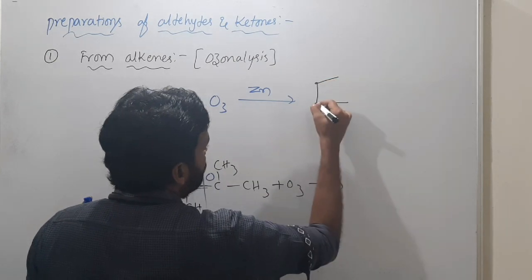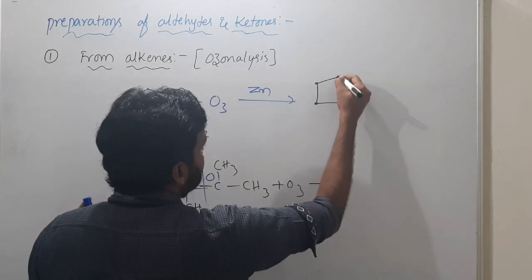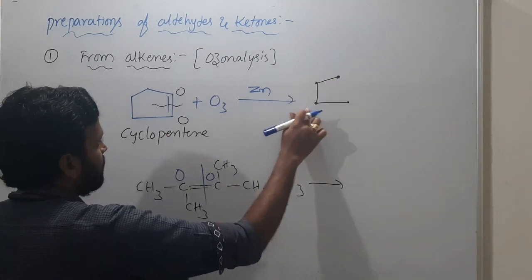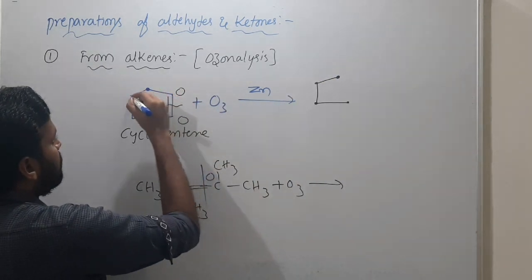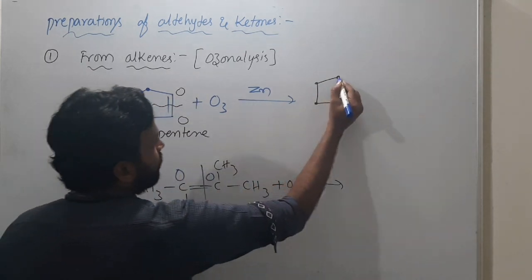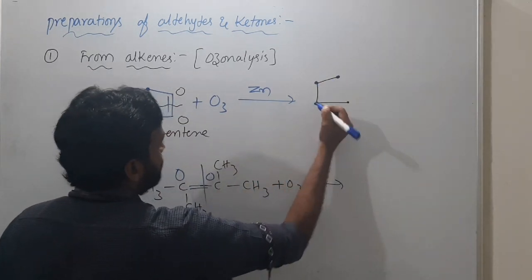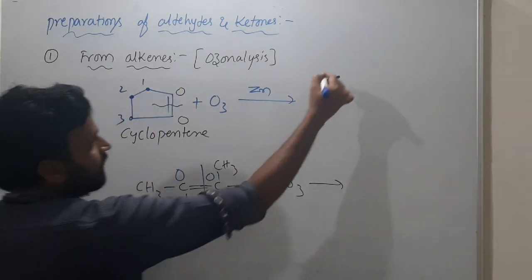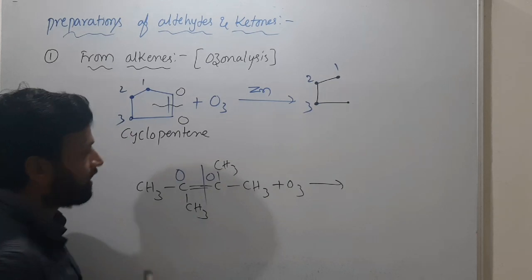1, 2, 3, 4 I have written. Here, see, 1, 2, 3. Those I have: 1, 2 and 3. So I am numbering like that, 1, 2, 3, to avoid confusion.